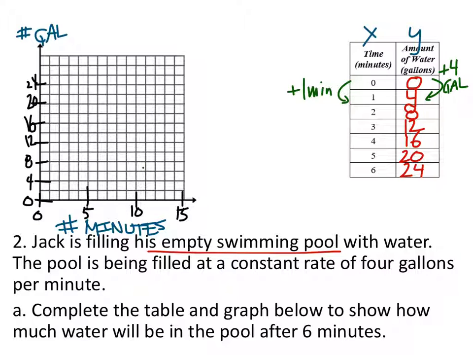So at 0 minutes, we had 0 gallons. There's that point. And then at 1 minute, we had 4 gallons. 2 minutes, 8 gallons. 3 and 12. 4 minutes, 16 gallons. 5 minutes, 20 gallons. And 6 minutes, 24 gallons.